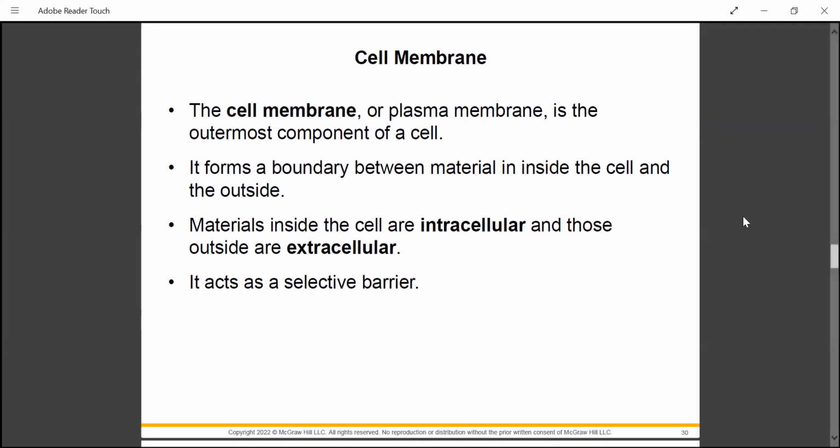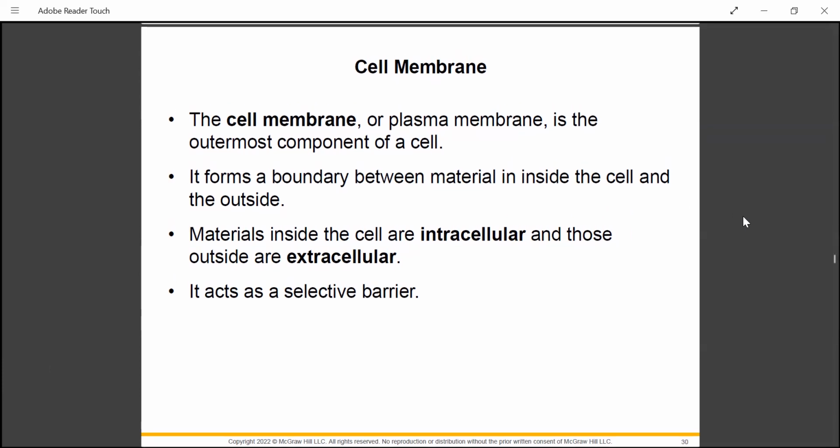Okay, I think we are going to go ahead and take a pause here, and we will continue on with the cell membrane and things related to the cell membrane in the second half of our lecture.